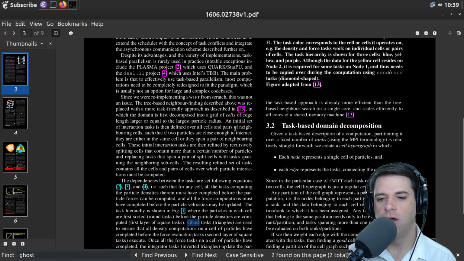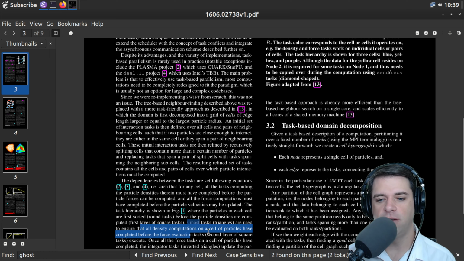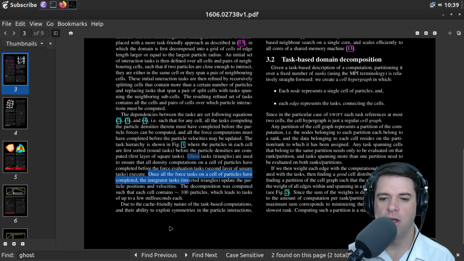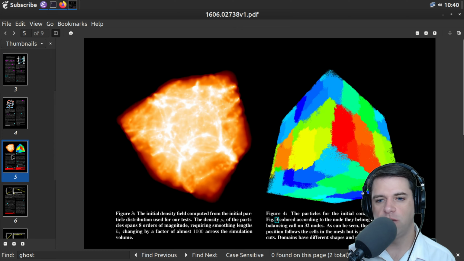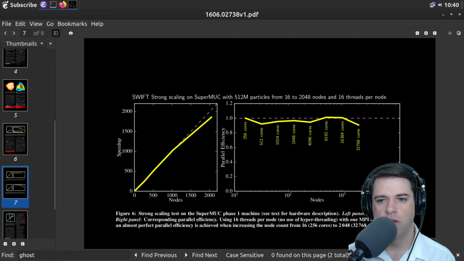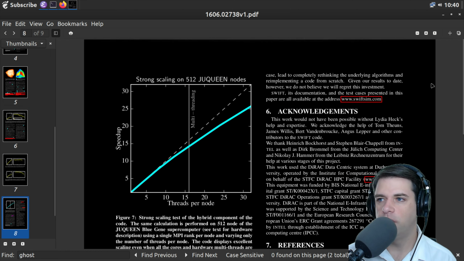Ghost tasks are used to ensure that all density computations on a cell of particles have completed before the force evaluation tasks. Once all the force tasks on a cell of particles have completed, the integrator tasks, inverted triangles, update the particle positions and velocities. Okay, so they have a specific way for how to divvy this up for computation. And so on and so forth. So that's a useful thing to look at.